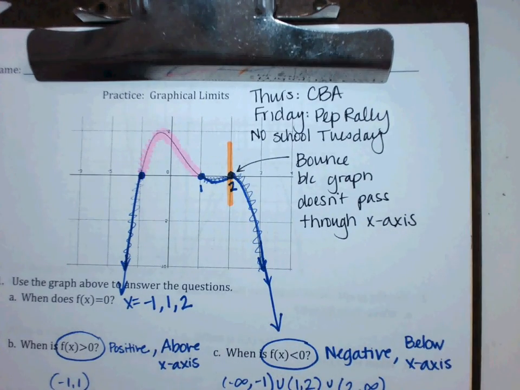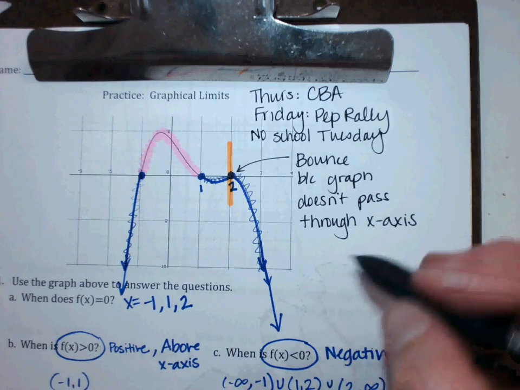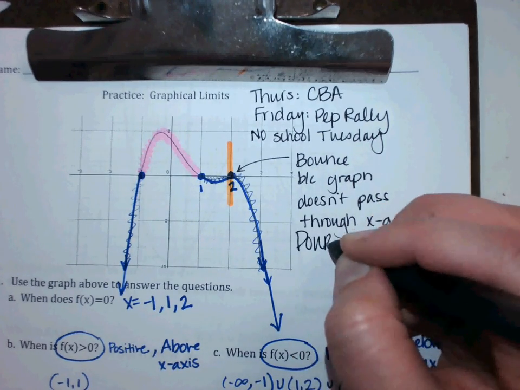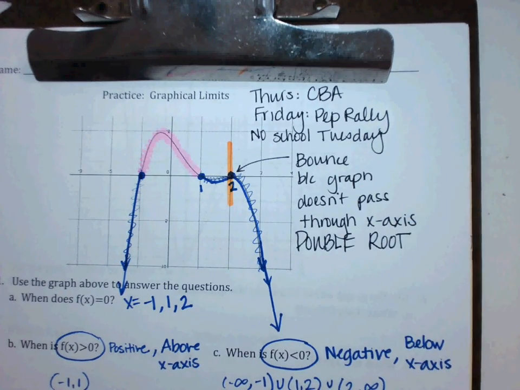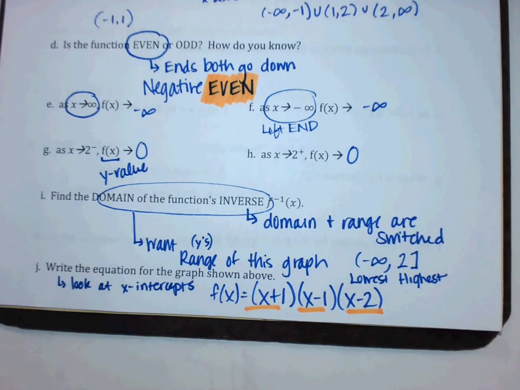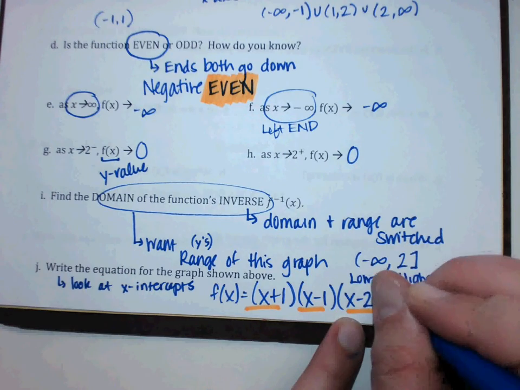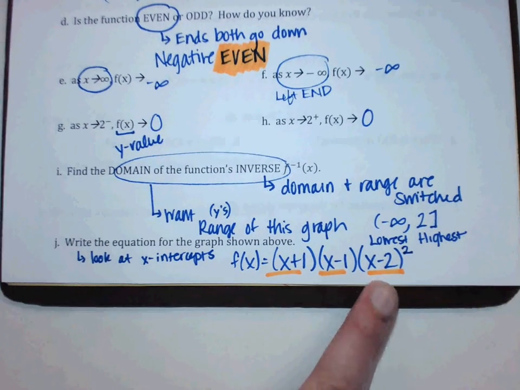And remember that a bounce on the x-axis, where it touches it and then turns back on the same side, remember that a bounce counts as a double root. So what am I going to do to show that my x minus 2 is the double root in the equation? What do you put on it? A little squared, a 2. Good. So look, watch. I'm going to come down to my graph right here, and I'm going to put a 2 right here to show that that was my double root.